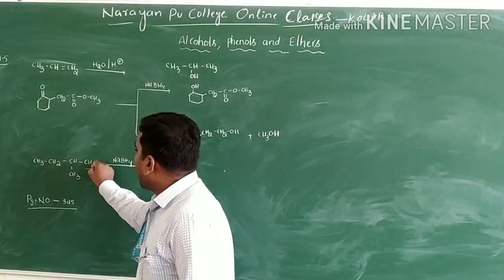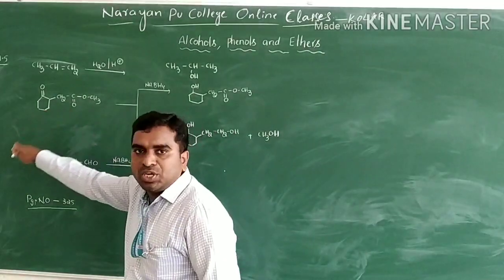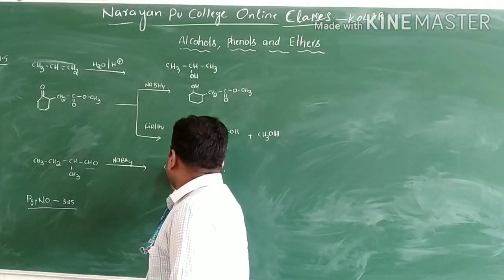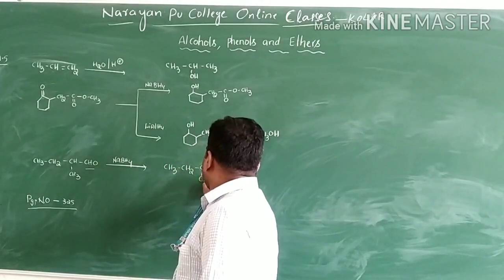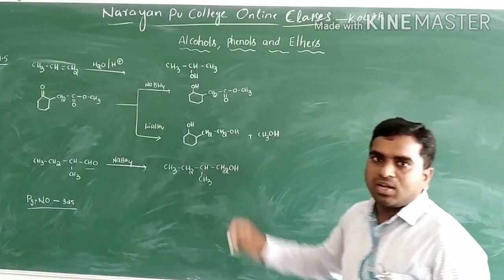Simple. Next one, sodium borohydride, the only functional group is aldehyde here. CHO group means which one? Aldehyde. So sodium borohydride can reduce the aldehydes into alcohol. The process I mentioned, follow that one. So CH3, CH2, CH and CH3, it is converted into alcohol. This is the main one.